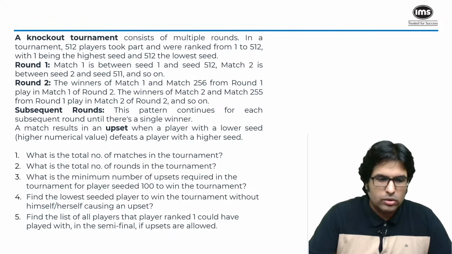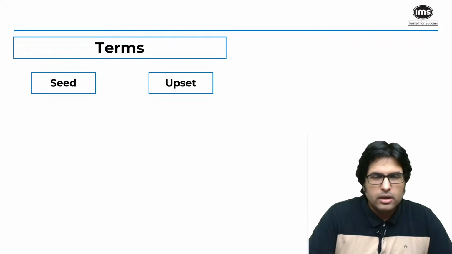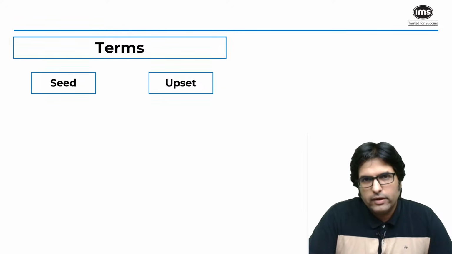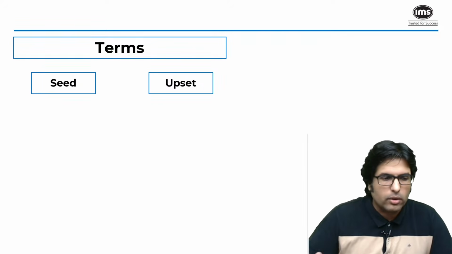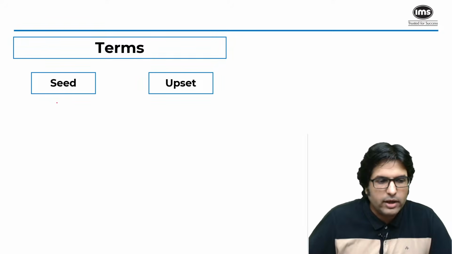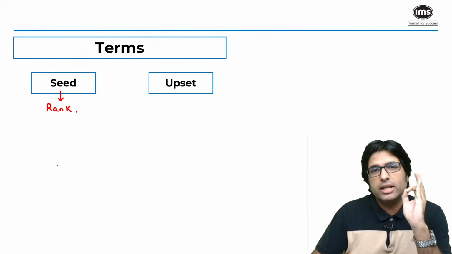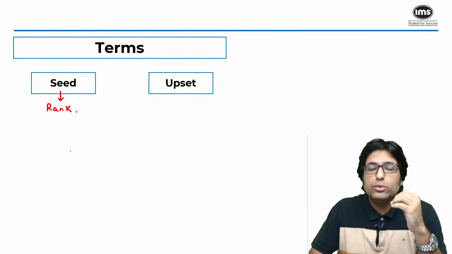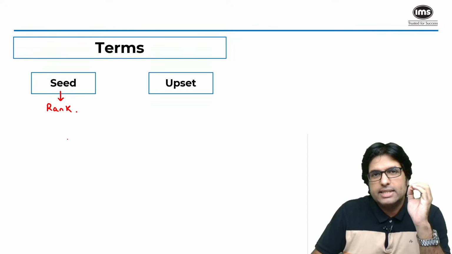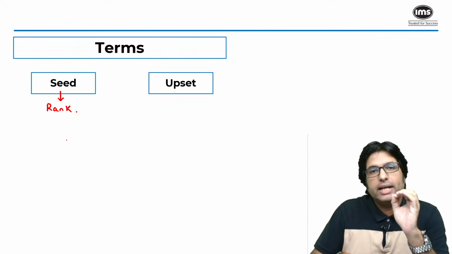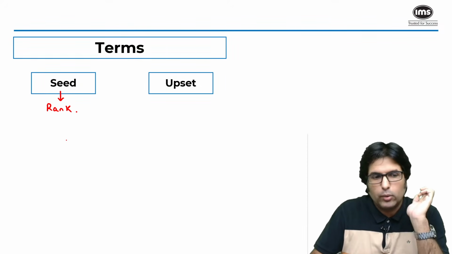All right. So let's start with some important terms that we need to understand before we proceed to knockout. So the first part that we need to understand is the concept of seed. So understand, whenever you talk of seed, it is essentially the same as rank. It is essentially the same as rank. So when you say a 32nd seeded player, you are saying that the rank of the player is 32.